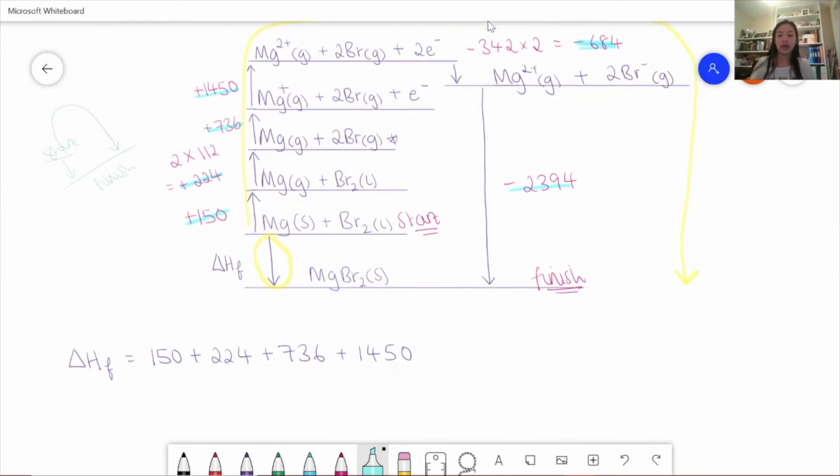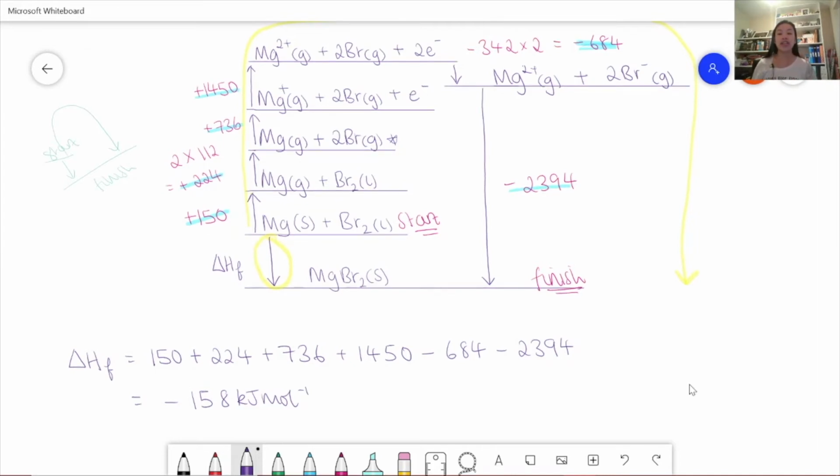And so we add that on. So that would be minus 684 minus 2,394. And this gives us a value of minus 158 kilojoules per mole. So by using this cycle, we found the enthalpy change of formation of this magnesium bromide by using all of these other enthalpy changes. And that's the whole point of these cycles, is to find something from using a longer process of all the enthalpy changes in order to get to the same thing.